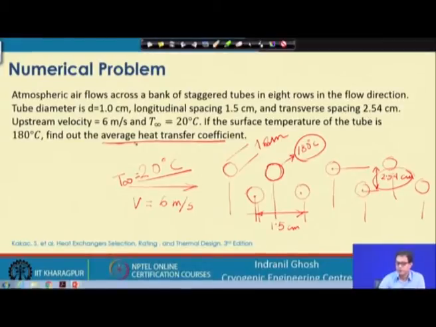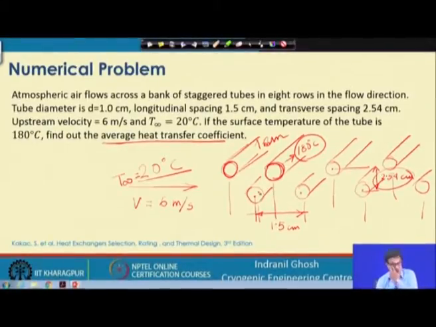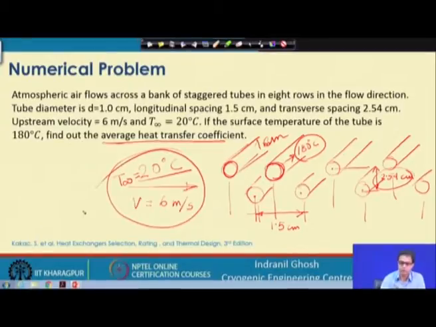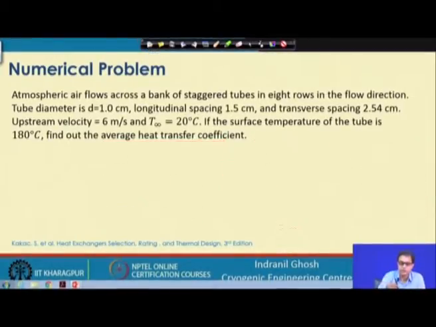If you look into this configuration, in a shell and tube heat exchanger we may have this kind of arrangement of the tubes, over which the fluid flow is taking place, and we are interested to find out the heat transfer coefficient for this configuration. For such a configuration, often we supply you the heat transfer coefficient, but in reality we may have to calculate it, and we now try how to calculate this kind of heat transfer coefficient.